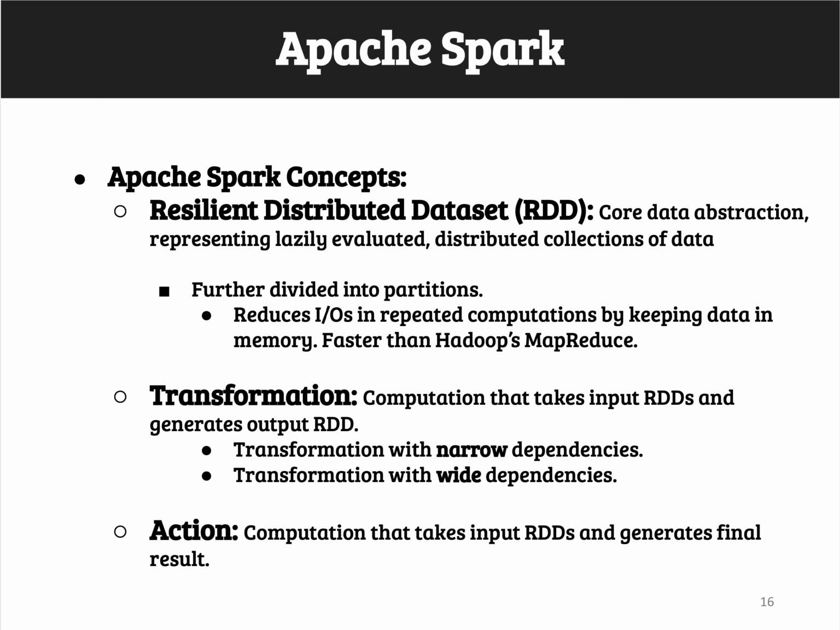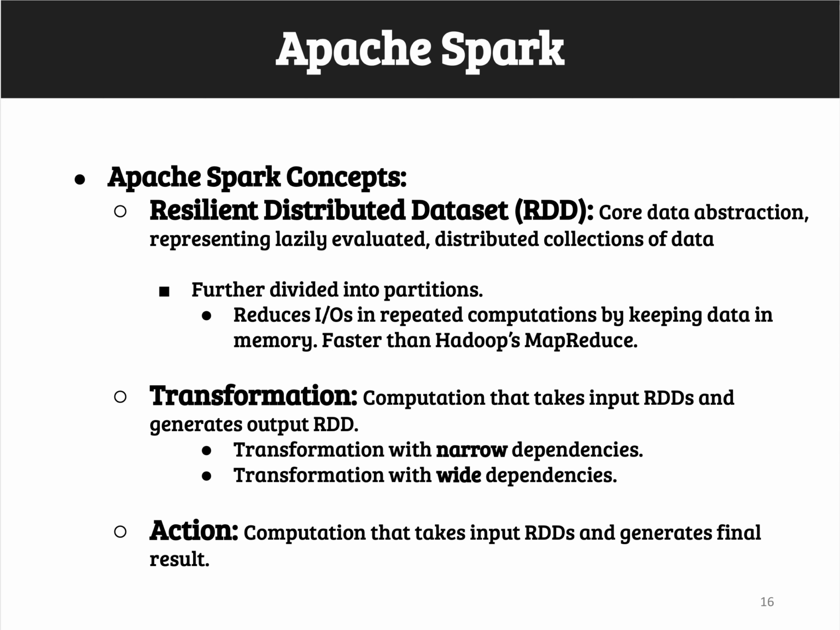The first one is resilient distributed dataset, or in short RDD. RDD is a core data abstraction representing lazily evaluated distributed collections of data. RDDs are further divided into partitions. Apache Spark reduces I/O in repeated computations by keeping the partitions in memory as much as possible. As a result, it is usually faster than Hadoop's MapReduce.